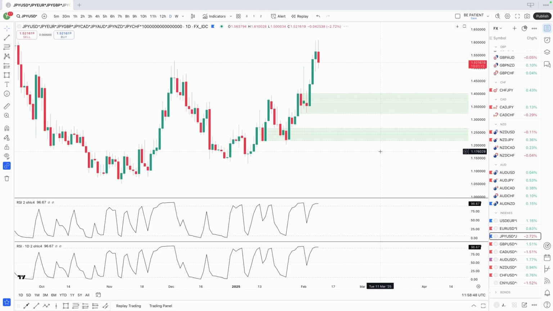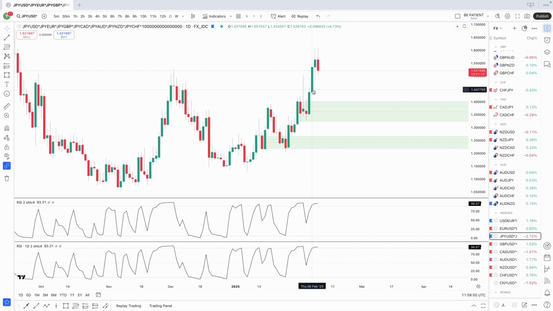For the Japanese yen, a lot of appreciation from the yen, mainly just because anytime any statement is made about hiking just completely boosts the strength of the yen.